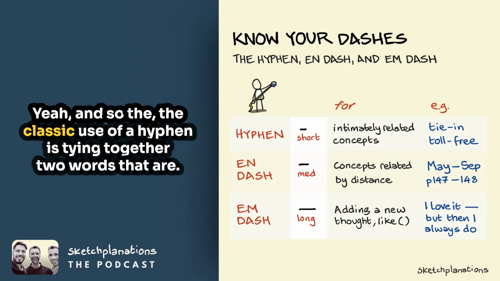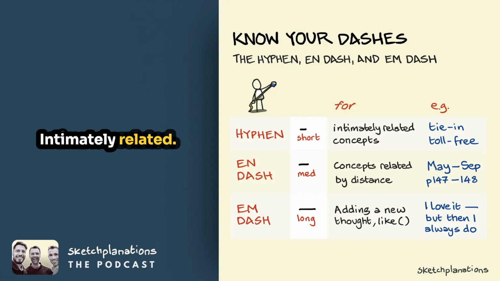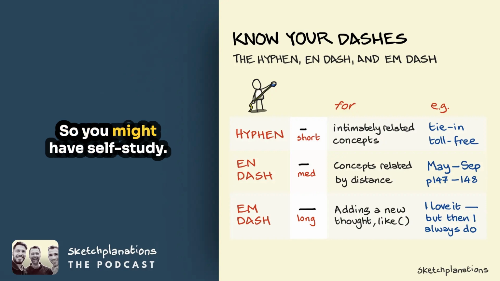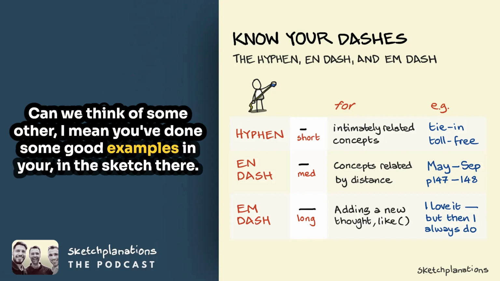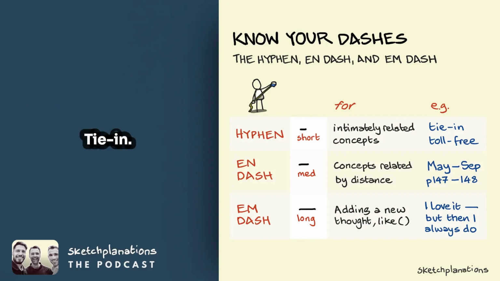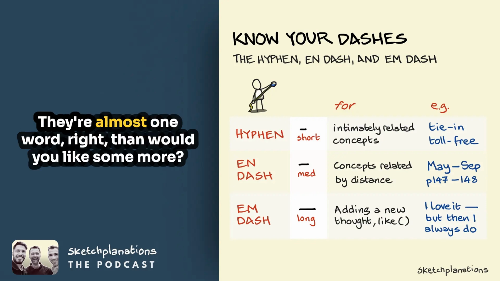Yeah, and so the classic use of a hyphen is tying together two words that are intimately related. Exactly. So you might have self-study. It's one thing, and I'm putting these together as one single concept. Can we think of some other examples? I mean, you've done some good examples in the sketch there. Tie-in, toll-free. Yeah. They do come together. They're almost one word, right?